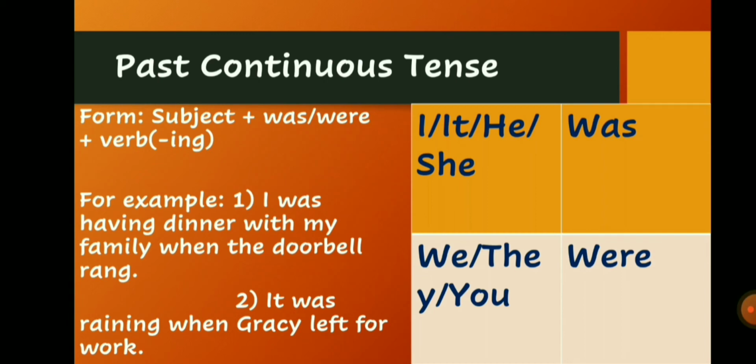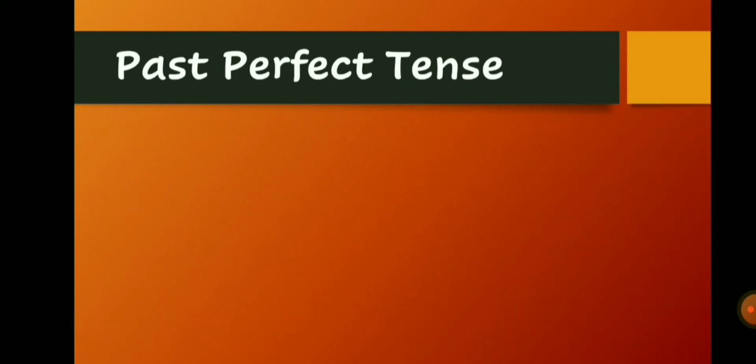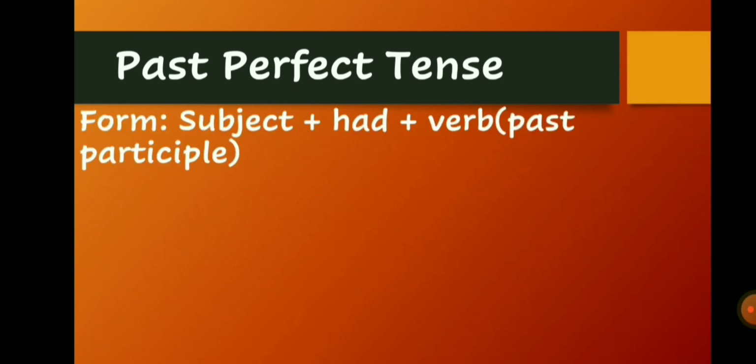Now we will study the third aspect of past tense, that is past perfect tense. Past perfect tense refers to actions that took place once or more times before some point in the past. That means it shows actions that took place once, or many times, in the past. Past perfect tense is formed as subject plus had plus verb in past participle.